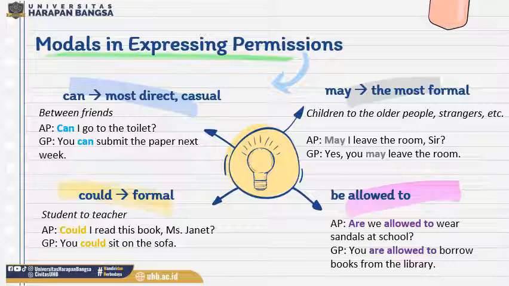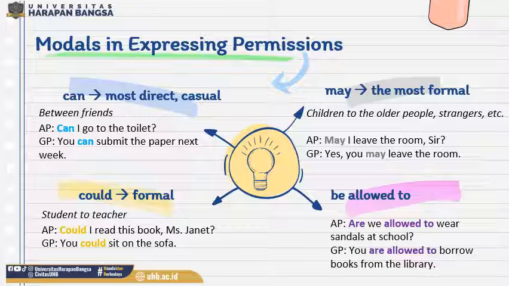Kita lihat satu persatu. Can. Can is the most direct or casual modal. Jadi can adalah bentuk yang paling umum dipakai ya untuk mengekspresikan izin. Nah, biasanya can ini dipakai pada casual atau informal communication, misalnya antara teman atau antar keluarga atau orang yang sudah dekat. Misalnya kita lihat di sini ada asking permission, can I go to the toilet? And then giving permission, you can submit the paper next week. Jadi bentuk can adalah bentuk yang paling umum digunakan untuk expressing permissions ya.